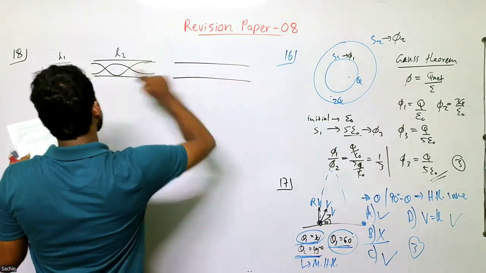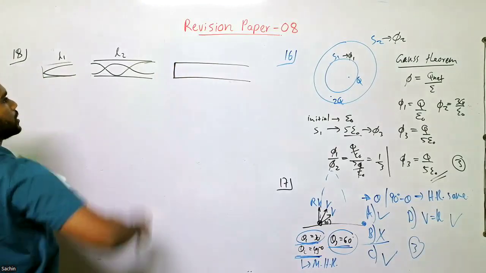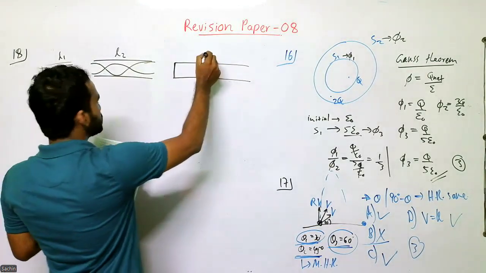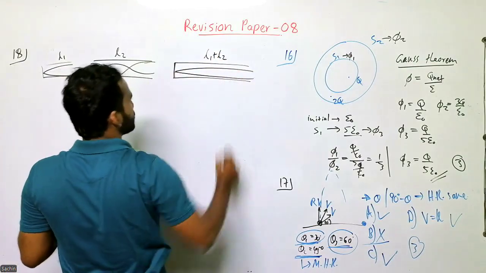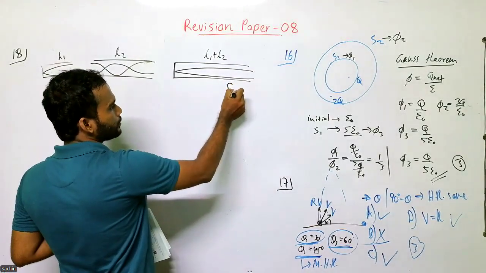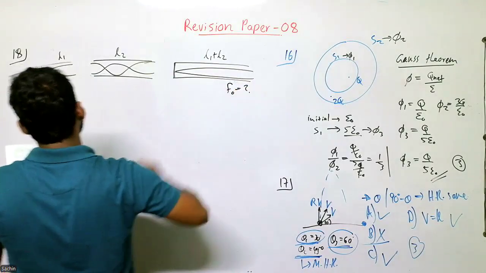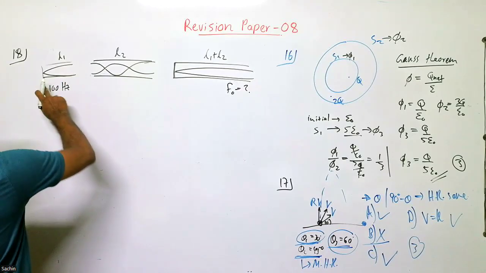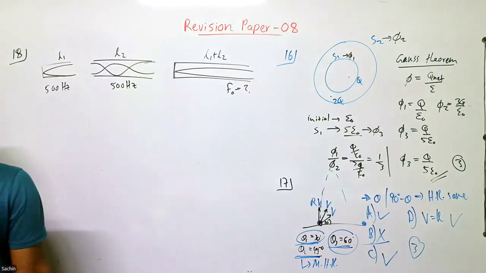In the third case, both these tubes are connected together. So it should have a closed end, because the first has a closed end. When they are connected, one end should be closed, and the total length should be L1 plus L2. So the fundamental pattern, for which we have to calculate the frequency, should be like this. So we need to evaluate the frequency. These two have the frequency 500 Hz because they are vibrated by this tuning fork.